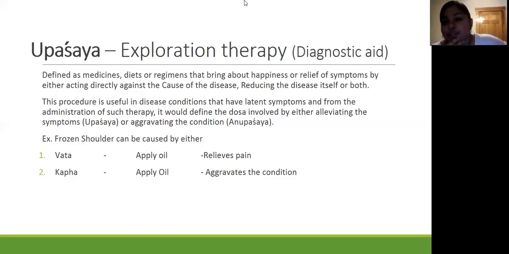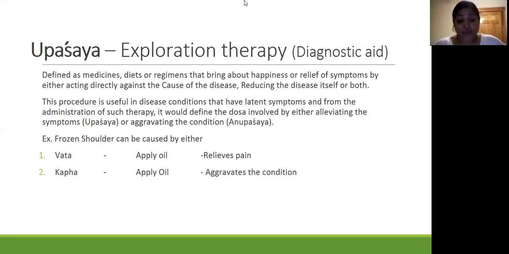So an example again, frozen shoulder. You have frozen shoulder, the person has a lump on their neck, and they can't lift their arm so freely. They cannot lift their arm above their head. If it is a Vataja type, or if it is due predominantly because of Vata, how do you know that? If you apply oil, it relieves the pain, it relieves some of the swelling, and it also tends to increase their flexibility, okay?